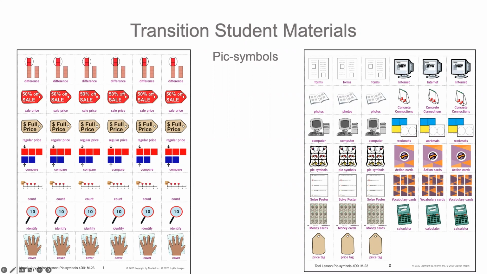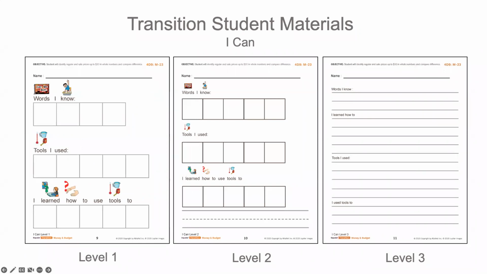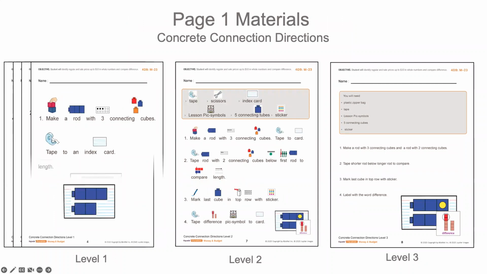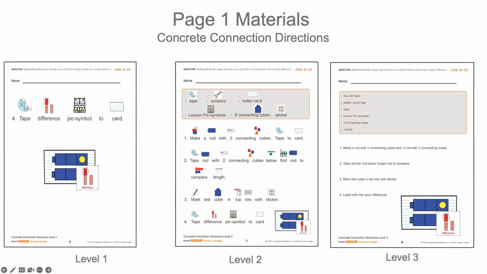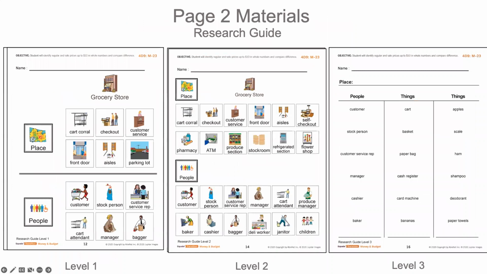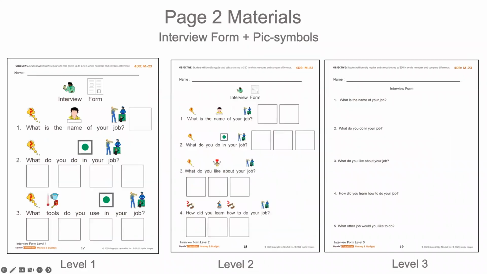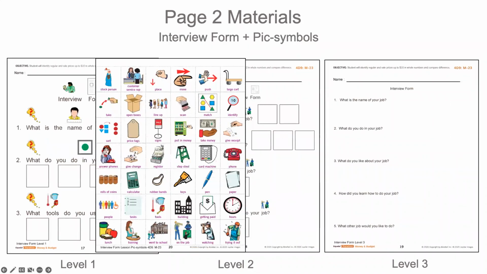These are meant to be used to support communication and writing during the lessons. Now notice along the bottom, it shows the title vocab pick symbol and then the lesson. In addition to the lesson pick symbols, you will find a leveled I can page for each lesson. Each is labeled with the level and the title I can. There are also leveled concrete connection directions that are used during the vocabulary activities on page 1 of the transition lesson. To support page 2 activities, there are leveled research guides, as well as an interview form with pick symbols to complete.